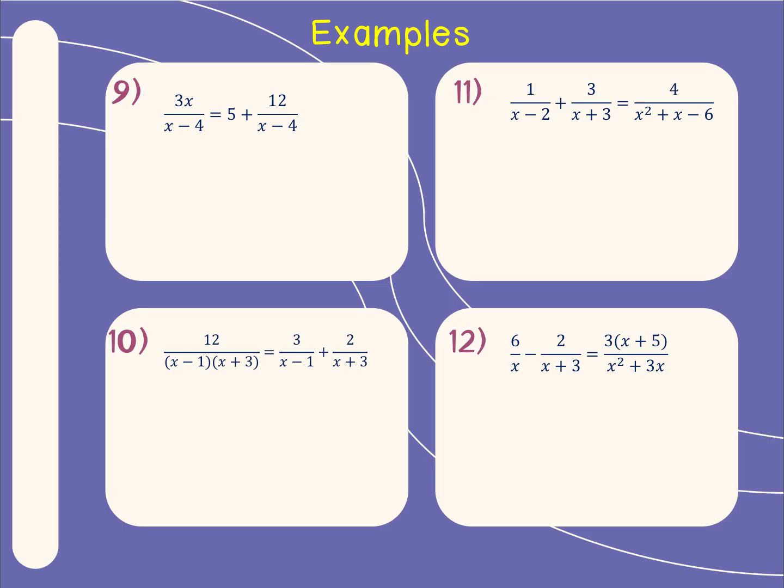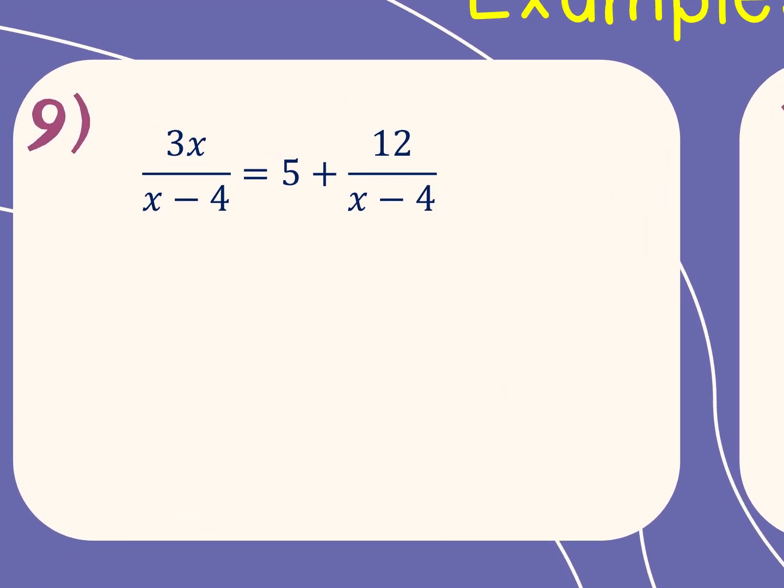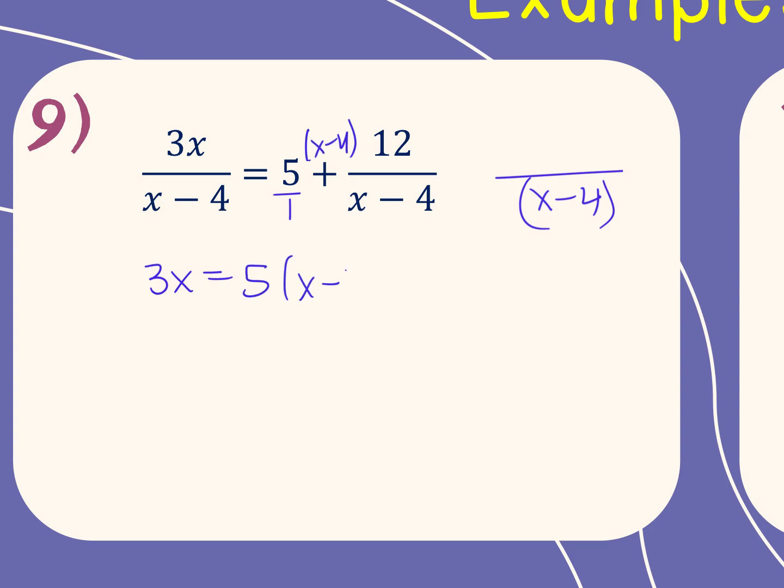All right, last few. You guys are doing great. All right, let's look. What's my common denominator between x minus 4 and 1? x minus 4. I wish all of them were this easy, right? So my first fraction, do I need to do anything? Nope, 3x equals. My second fraction, what do I need to multiply by? x minus 4. Good, so 5 times x minus 4.